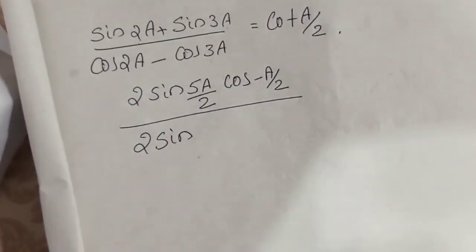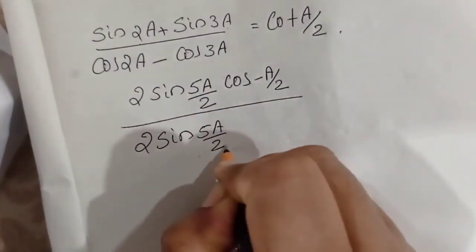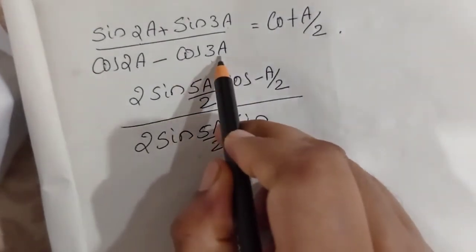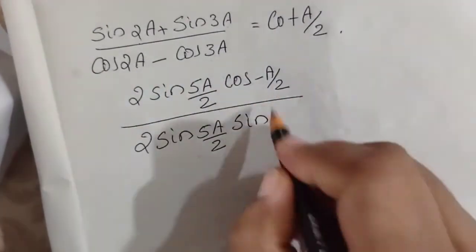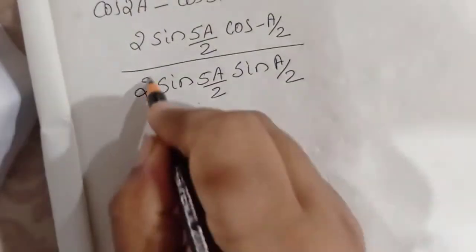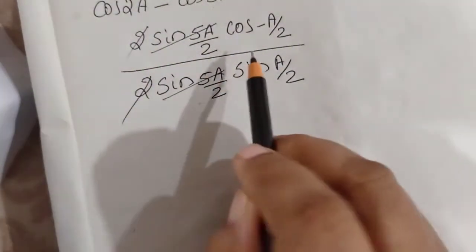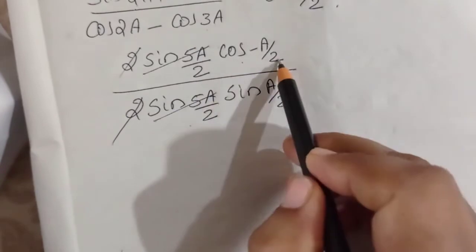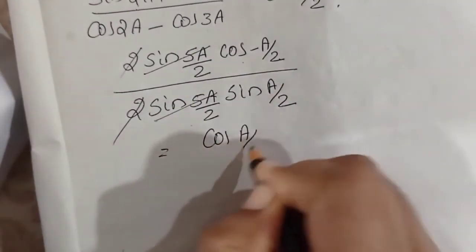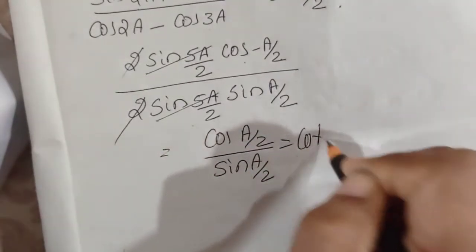2 sin C plus D by 2: 2A plus 3A, 5A by 2. Sin D minus C by 2: D minus C means 3A minus 2A, A by 2. Okay. Here 2 cancel. Sin 5A by 2, sin 5A by 2 cancel. Once again, cos minus theta is cos theta itself. Cos A by 2 by sin A by 2 is cot A by 2.